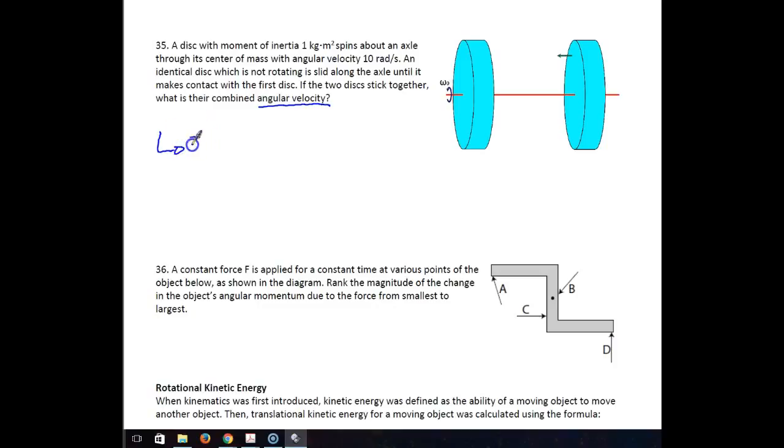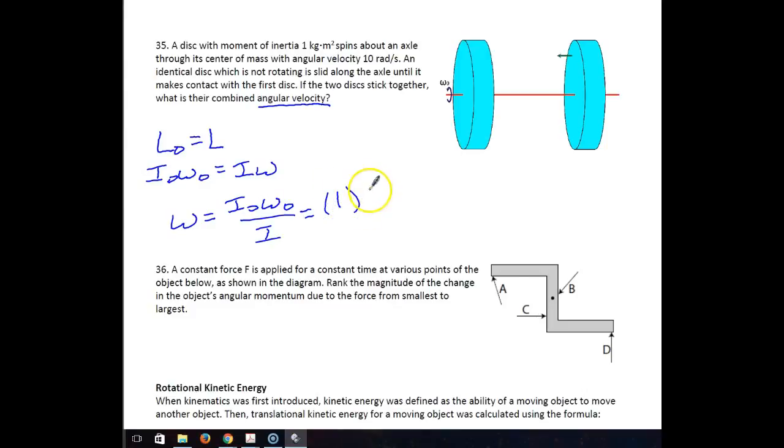So I know my original angular momentum has to be equal to my final. So this one is I original, omega original is equal to I final times omega final. So we're going to solve again for omega final. That's I original, omega original all over the moment of inertia final. This is equal to 1 kilogram meter squared, our original speed was 10, and our final moment of inertia here is going to be 2 kilogram meter squared. We just added the 2. Since this one was 1 and this one is 1, 1 plus 1 is 2. So now we just take 10 divided by 2, and we get 5 radians per second. So that one's pretty easy.